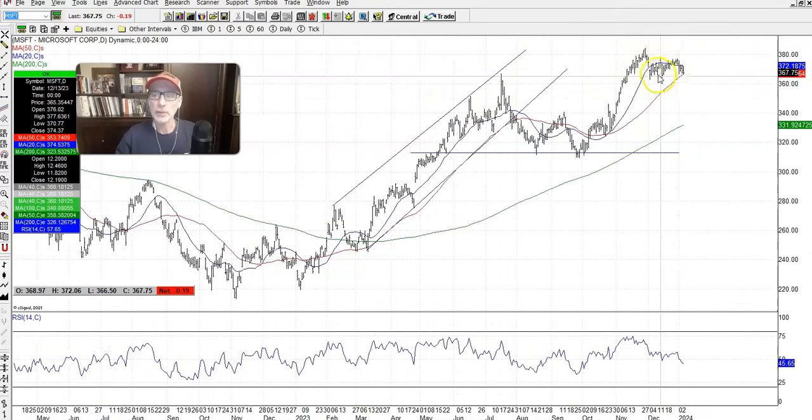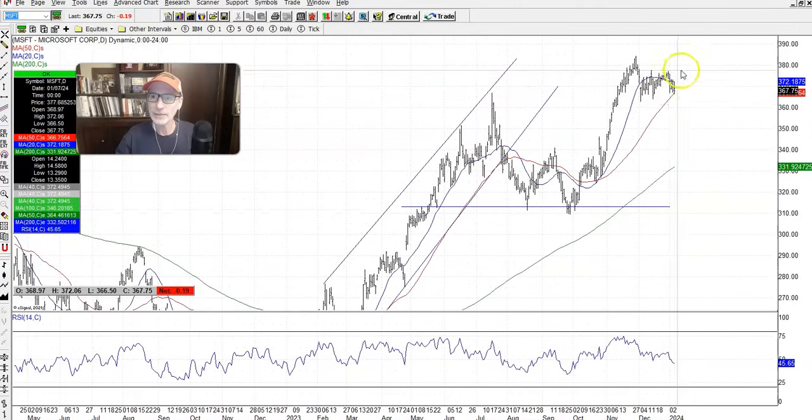Microsoft also finished near the highs at the end of 2023. Once again, 50-day moving average. Look how the price action stopped right on the 50-day moving average. So it has to digest. It probably will trade a little sideways. And then there's really no reason for the markets to sell off.